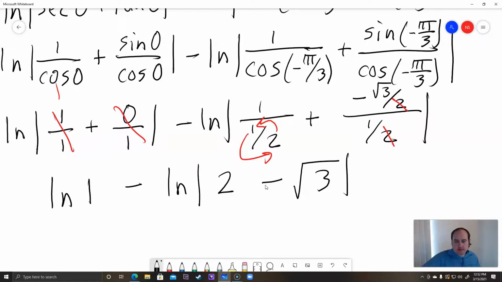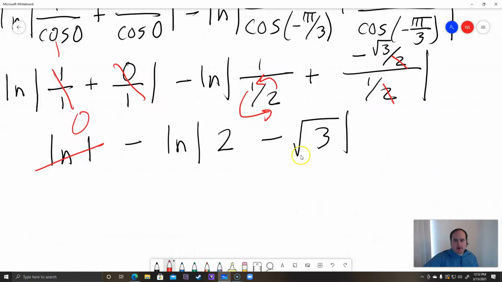We're almost done with this. All we have to do is just simplify this a little bit. So when you look at the natural log of 1, remember that e to the 0 is 1. So that means natural log of 1 just becomes 0. And then for the negative natural log of absolute value of 2 minus root 3, there's not too much we can simplify here.